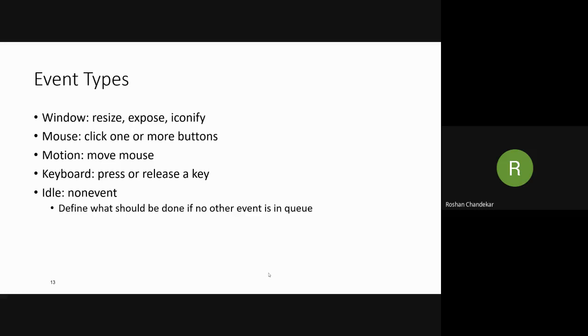These are the event types. Window, which has resize, expose, and icon. Mouse, click one or more buttons, and motion, move the mouse. Keyboard, press or release the key. Idle, which defines what should be done if no other event is in the sequence. So these are all what we are talking about in the interaction devices.